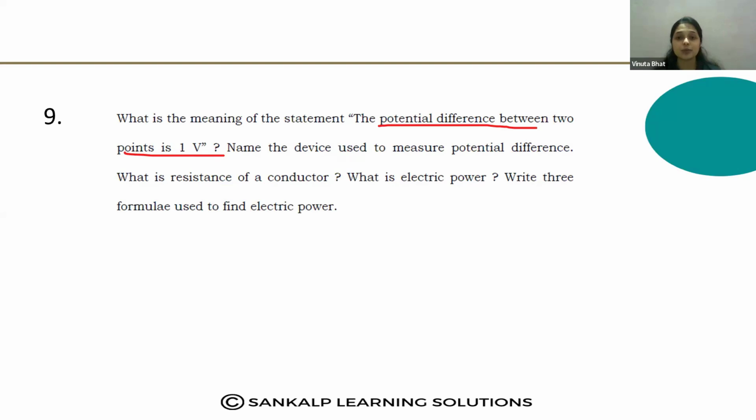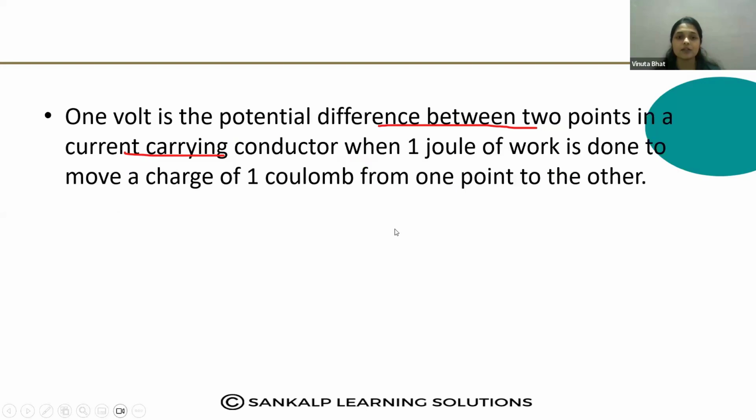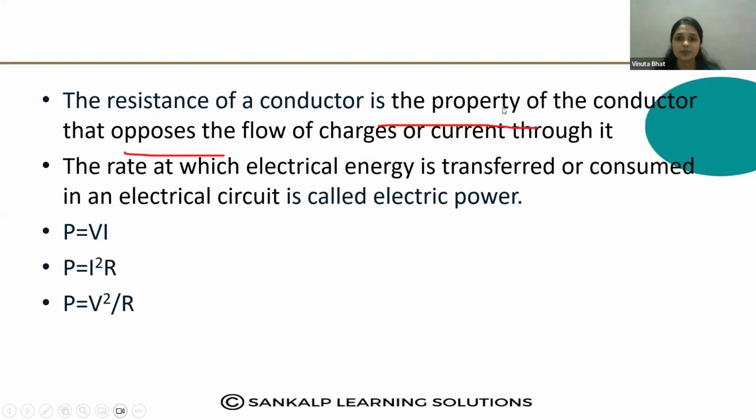Name the device used to measure the potential difference, that is voltmeter. What is the resistance of the conductor? So the third question is, what is the resistance of the conductor? Resistance of the conductor is the property of the conductor that opposes the flow of charges or current through it.